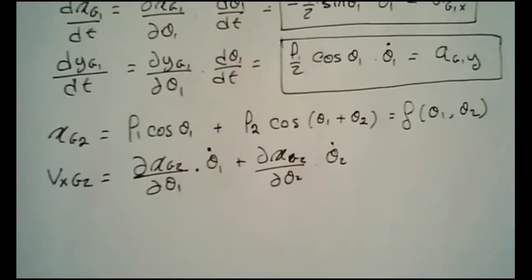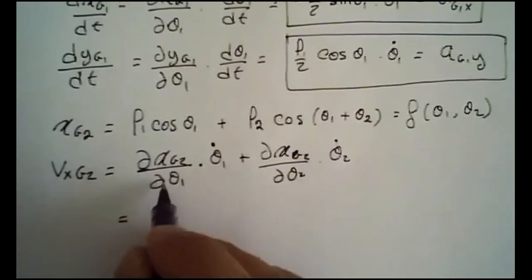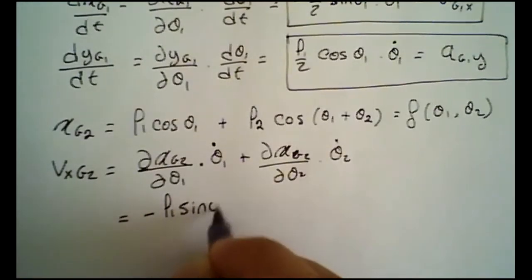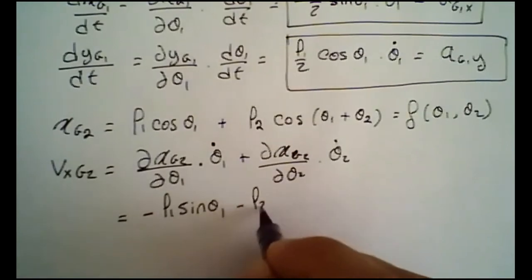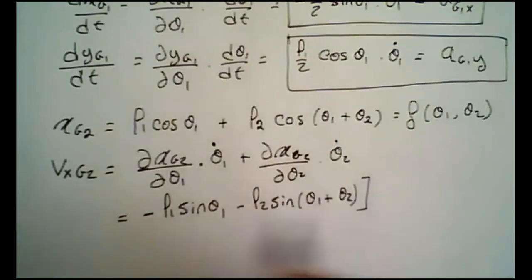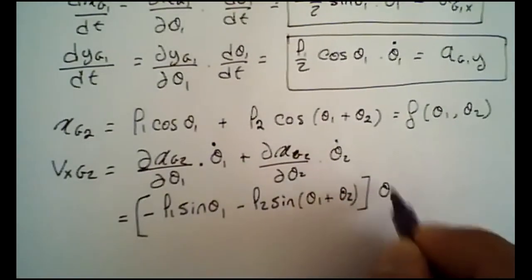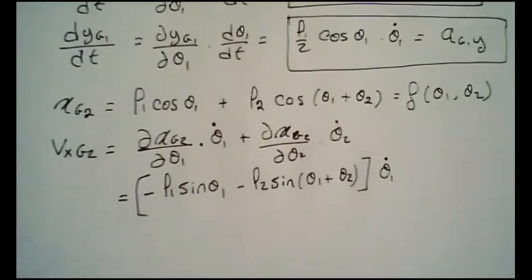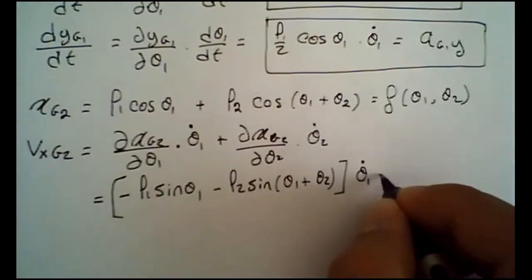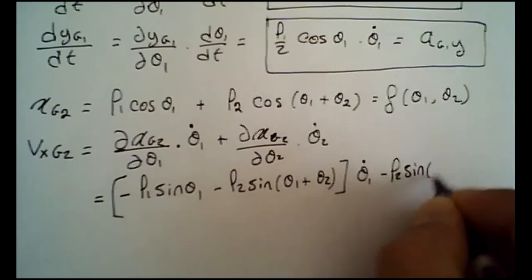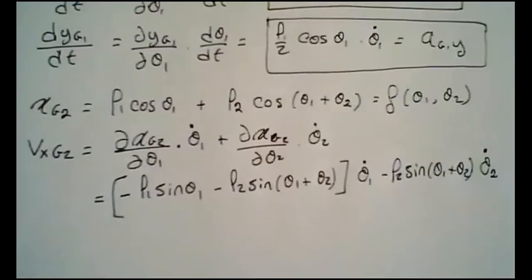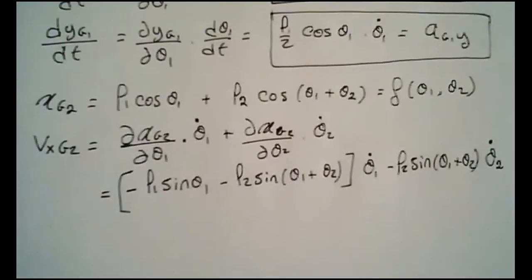Okay, so what is that partial derivative? So simply minus L1 sine theta 1 minus L2 sine of theta 1 plus theta 2, multiplied by theta 1 prime, plus when I differentiate this with respect to theta 2, that will be minus L2 sine of theta 1 plus theta 2, multiplied by theta 2 prime. Okay, last thing, so we're gonna find now the acceleration.